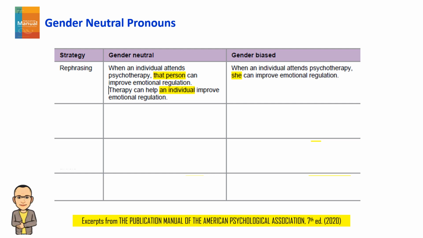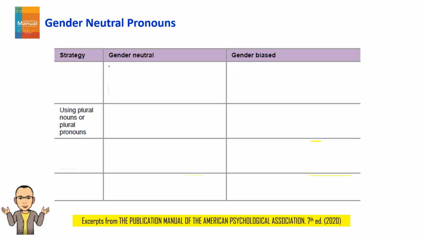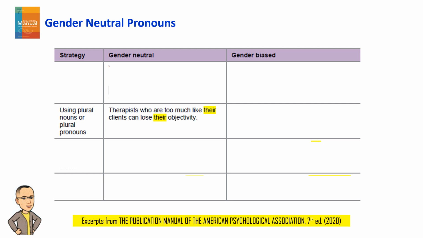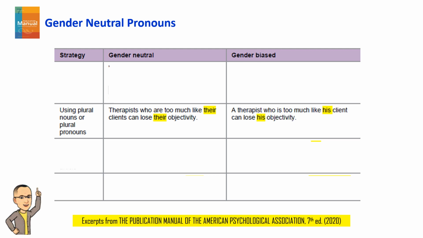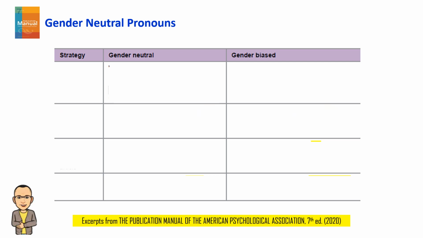The gender-biased counterpart: when an individual attends psychotherapy, she can improve emotional regulation. The second strategy is using plural nouns or plural pronouns. Gender neutral: therapists who are too much like their clients can lose their objectivity. The gender-biased counterpart: a therapist who is too much like his client can lose his objectivity.